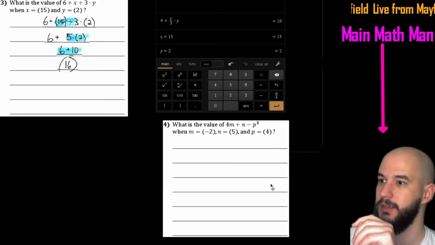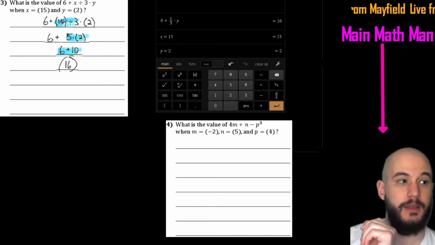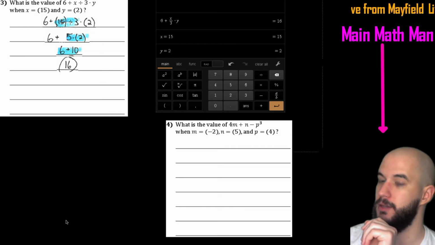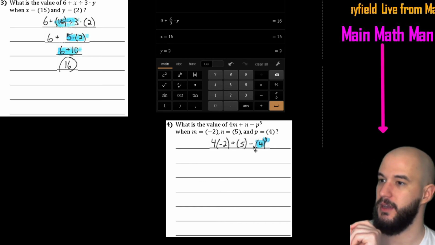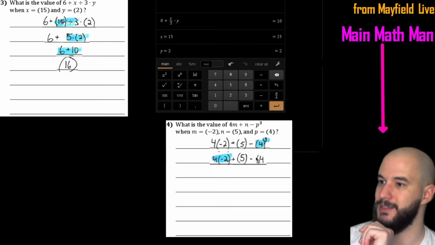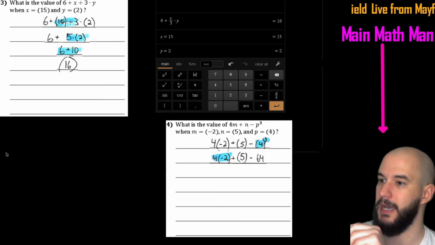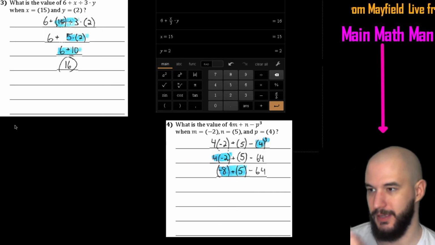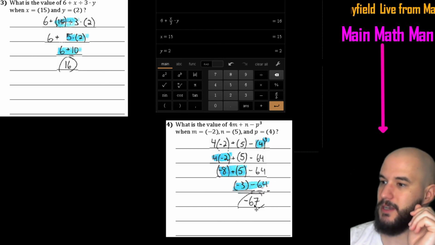And then that last one, it says, what is the value of 4m plus n minus p to the third power? Plug in your values for your variables using those parentheses. Then you want to do exponents first. So I do 4 to the third power. That's going to be 64. Then I have multiplication. So I do 4 times a negative 2. That's going to be negative 8. Then I can do addition and subtraction, always to the left first. And so then I have negative 3 minus 64. And that's going to be 67.